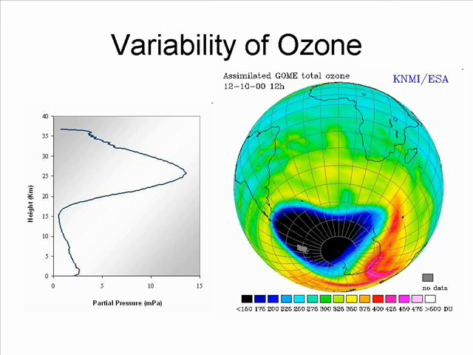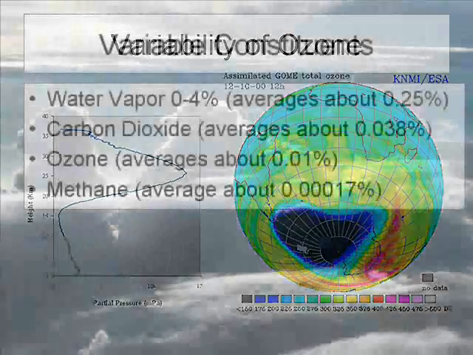The sources and sinks of ozone are actually pretty complex. We're going to talk about that in another lecture. There are complicated chemical reactions that describe how the ozone is produced and destroyed in the atmosphere.